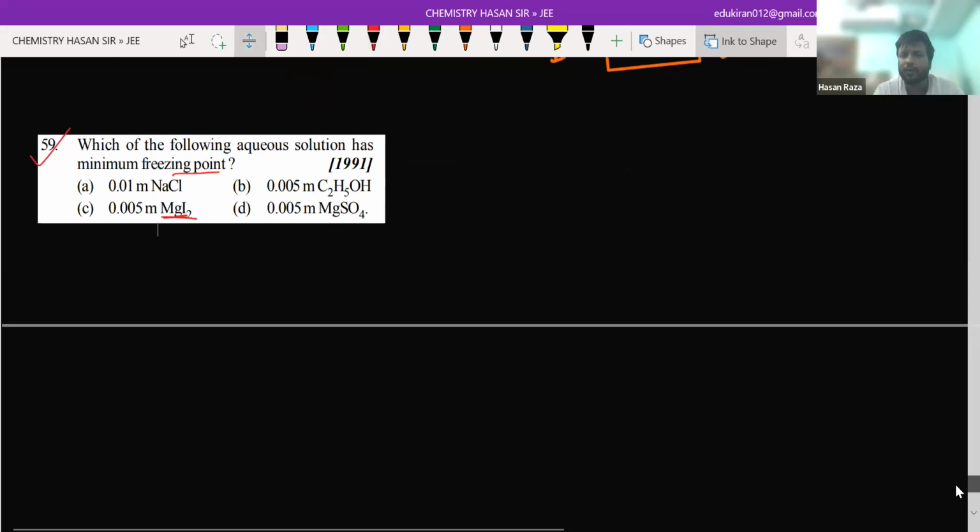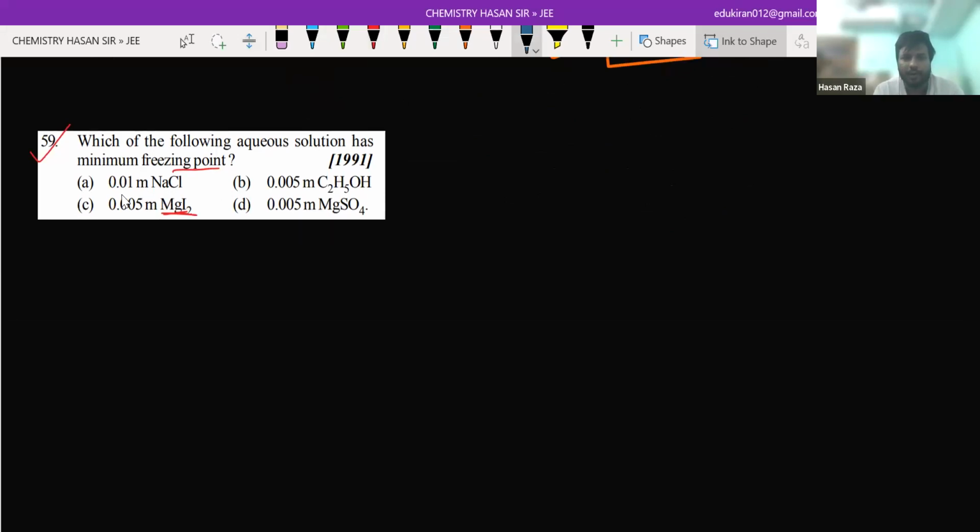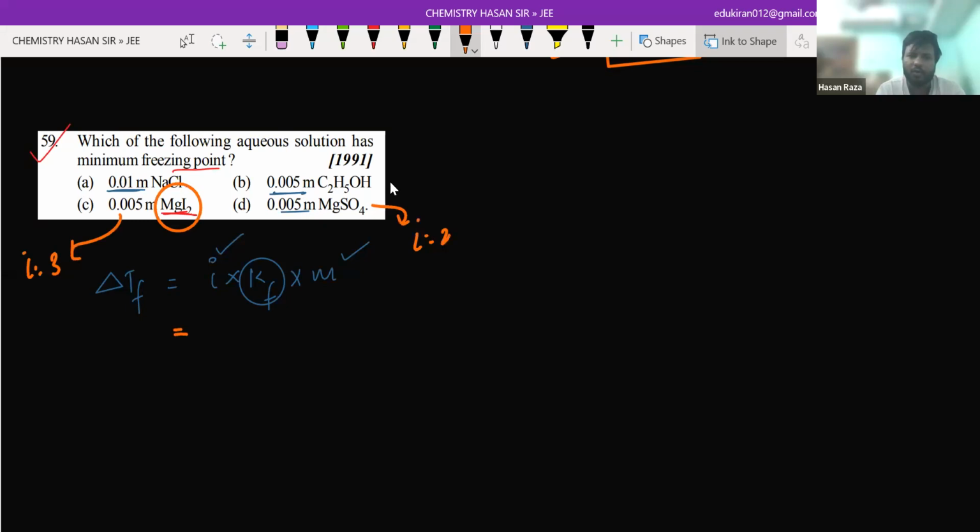Minimum freezing point. If you look carefully, you can see molality is also given. So delta TF is equal to i into KF into m. It depends upon this and this. This will be constant. Are you getting my point, both of you? This will have i equal to 3, this will have i equal to 2, this will have i equal to 1, and this will have i equal to 2.